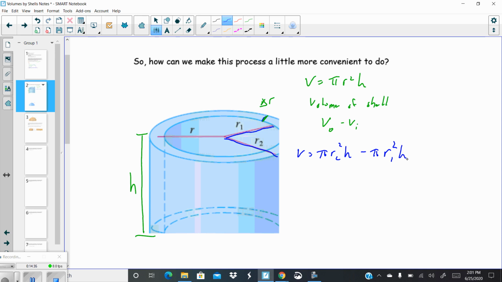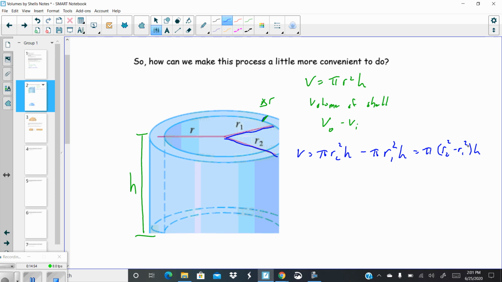Okay, and what you should see is I have a pi and an h in common, so I'm going to go ahead and factor out the pi and the h. I'll do pi and then h on the outside here, and all I have left over is R2 squared minus R1 squared.